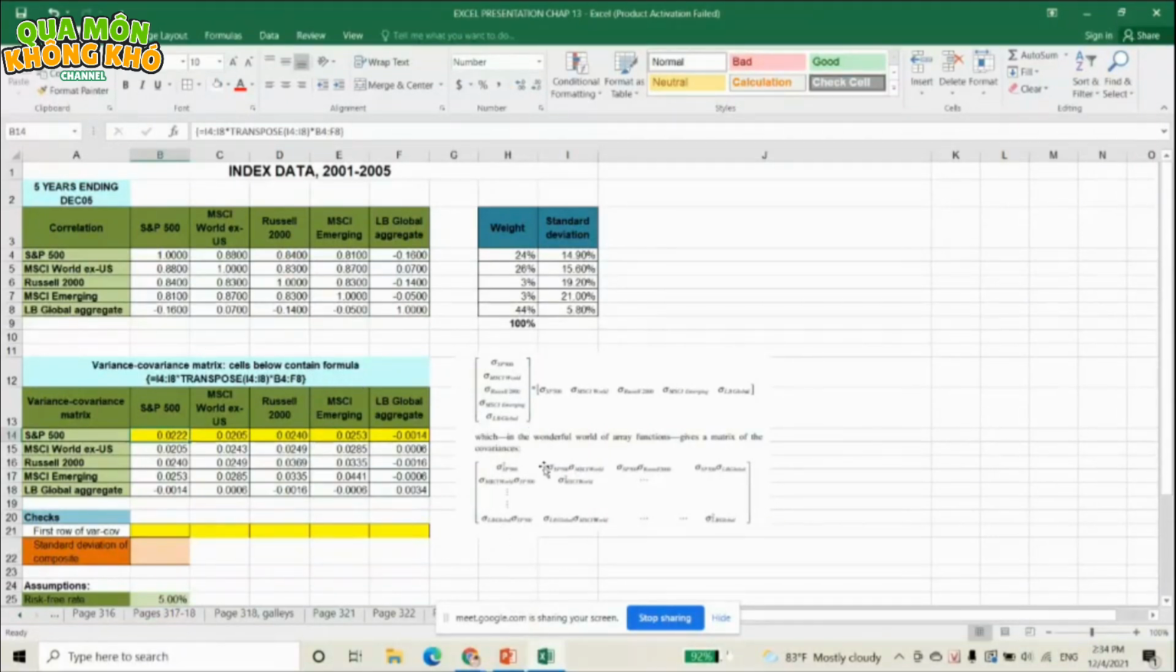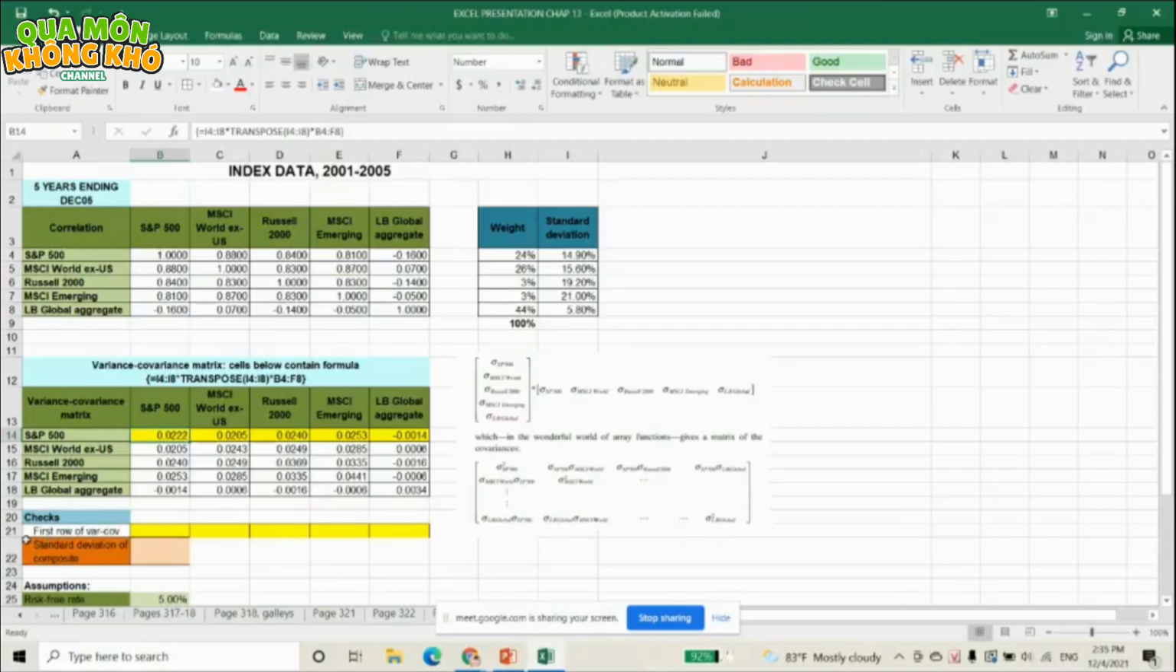Secondly, we multiply the covariance matrix by the matrix of correlation above. So we have the variance and covariance matrix. In rows 21 and 22, we perform two checks on our computation.